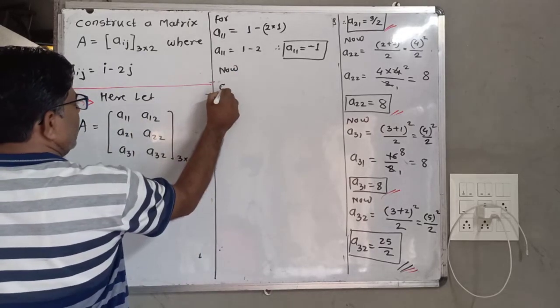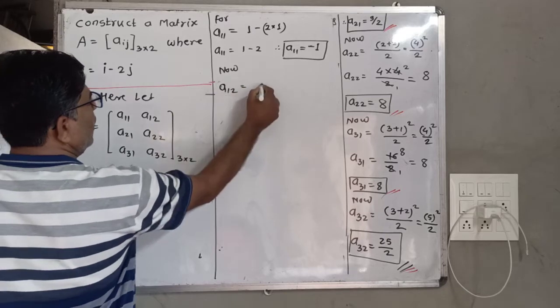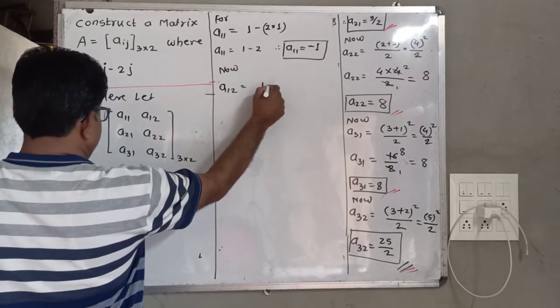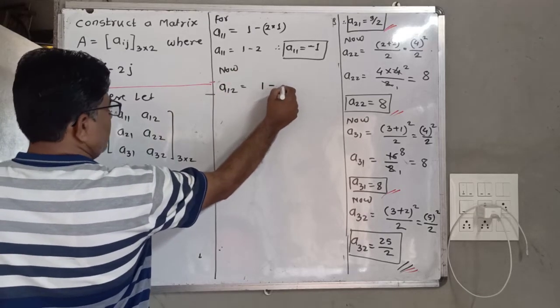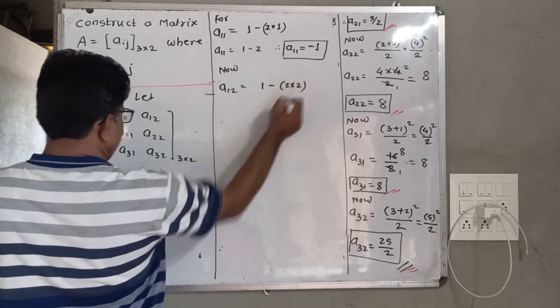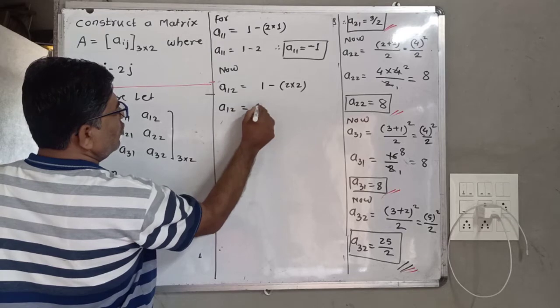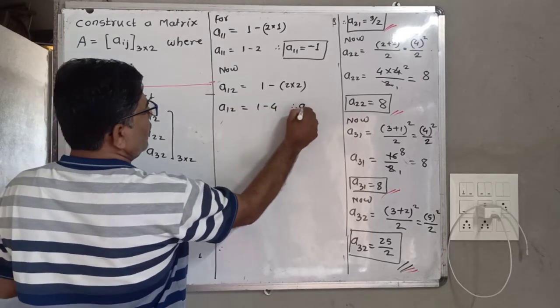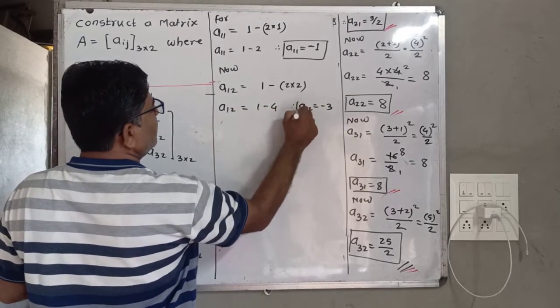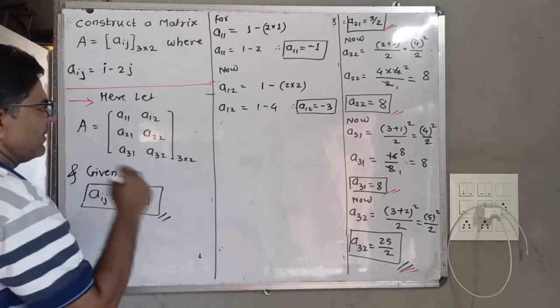A11, then after that A12 equal to what? 1 minus 2 multiplied by 2. The value of j is 2. A12 equal to 1 minus 4. Therefore, A12 equal to minus 3.